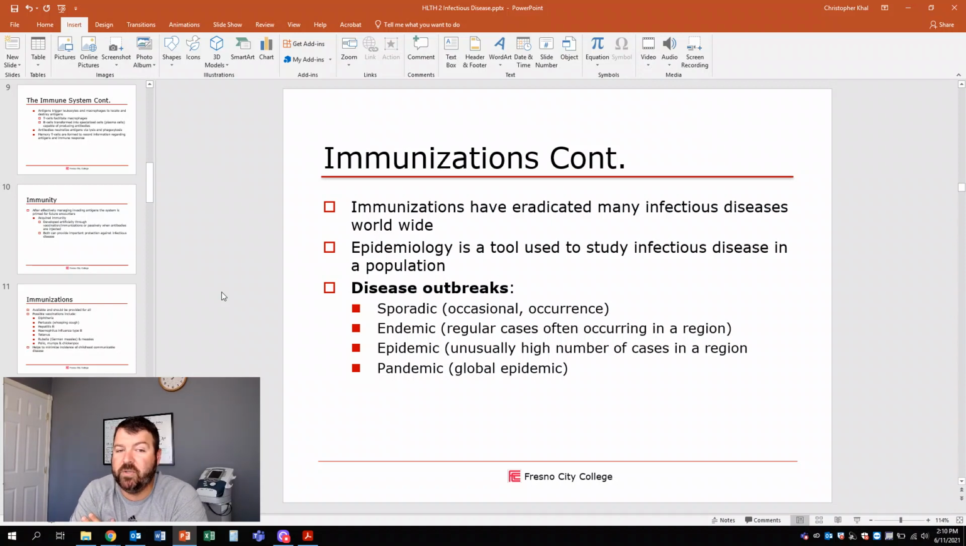Epidemiology is a tool used to study infectious diseases and populations. They have a lot of breakdowns on the disease and how big it is. Obviously pandemic, COVID-19, is one that we've all lived through. Then there's epidemic, which is usually a high number of cases in a region. Endemic is regular cases often occurring in a region. And sporadic is an occasional occurrence.